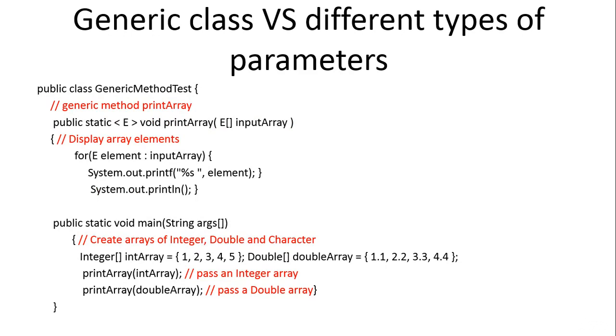This is an example for using generic methods. As the type, we have E, which is used. So just like that, the logic is same, the data type can be changed.